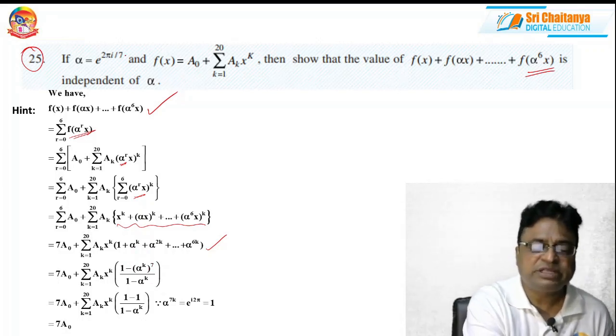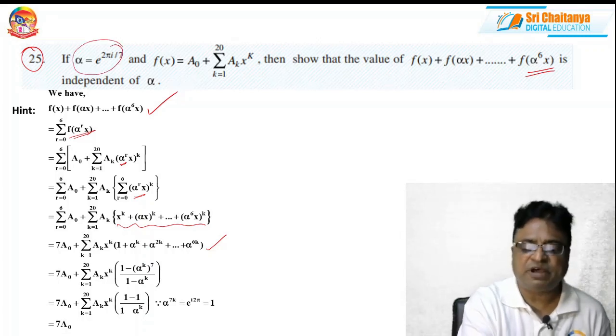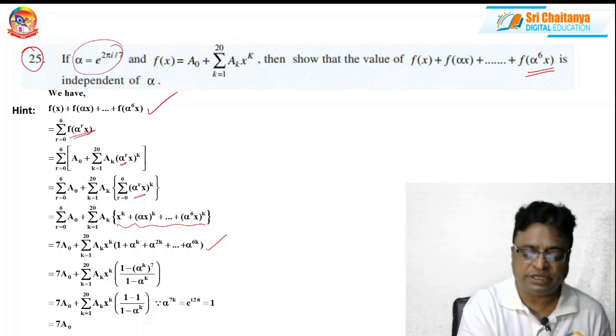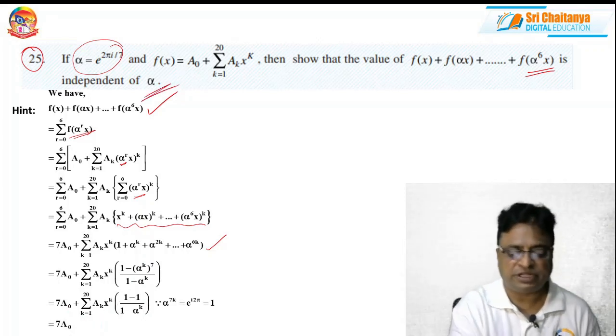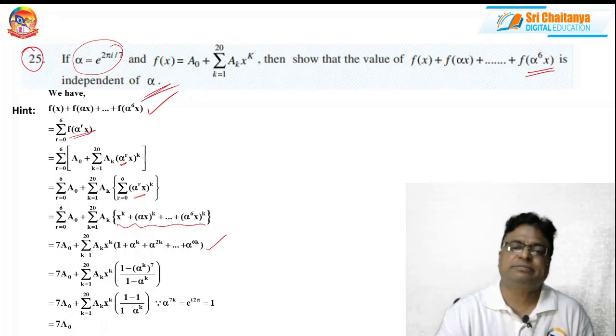Because this is what? 7th roots of unity. If alpha is the 7th root of unity, then alpha power 7k equal to 1. So the numerator becomes 0, and the entire summation becomes 0. So ultimately you got what? 7 a naught only, which is independent of alpha. There is no alpha term involved in the answer.